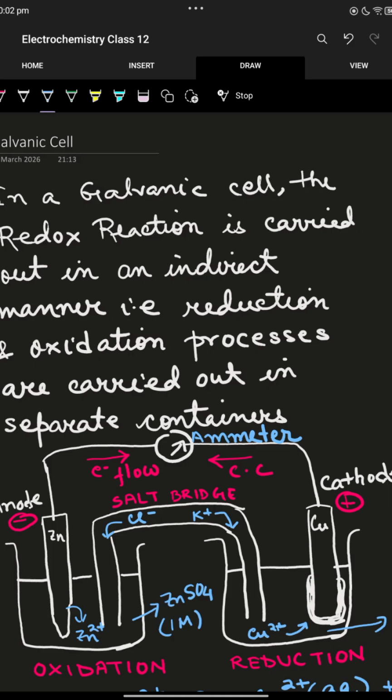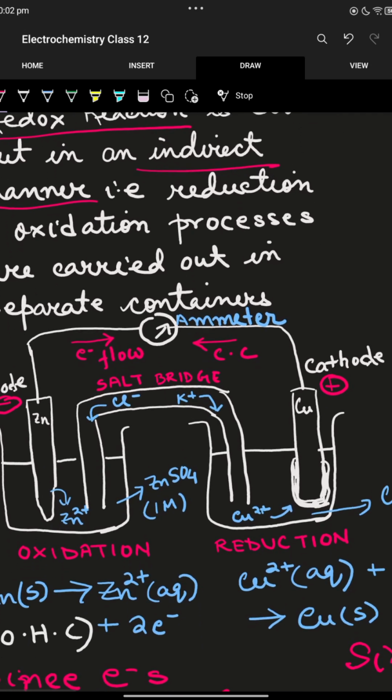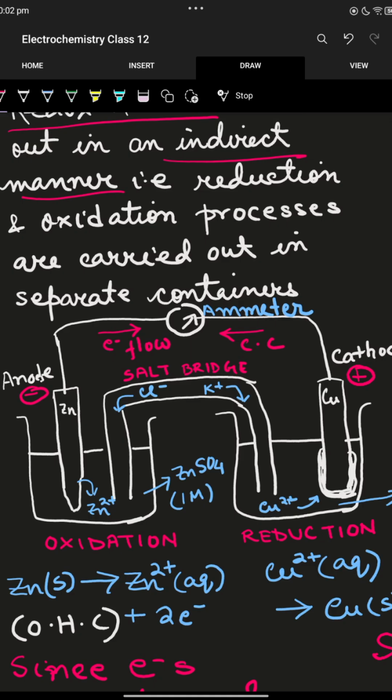We are going to deal with galvanic cell. It is also known as voltaic cell. It's an electrochemical cell. Now here the redox reaction is carried out in an indirect manner. That means we have two different chambers and the reduction and oxidation processes take place in two different containers, two different chambers.